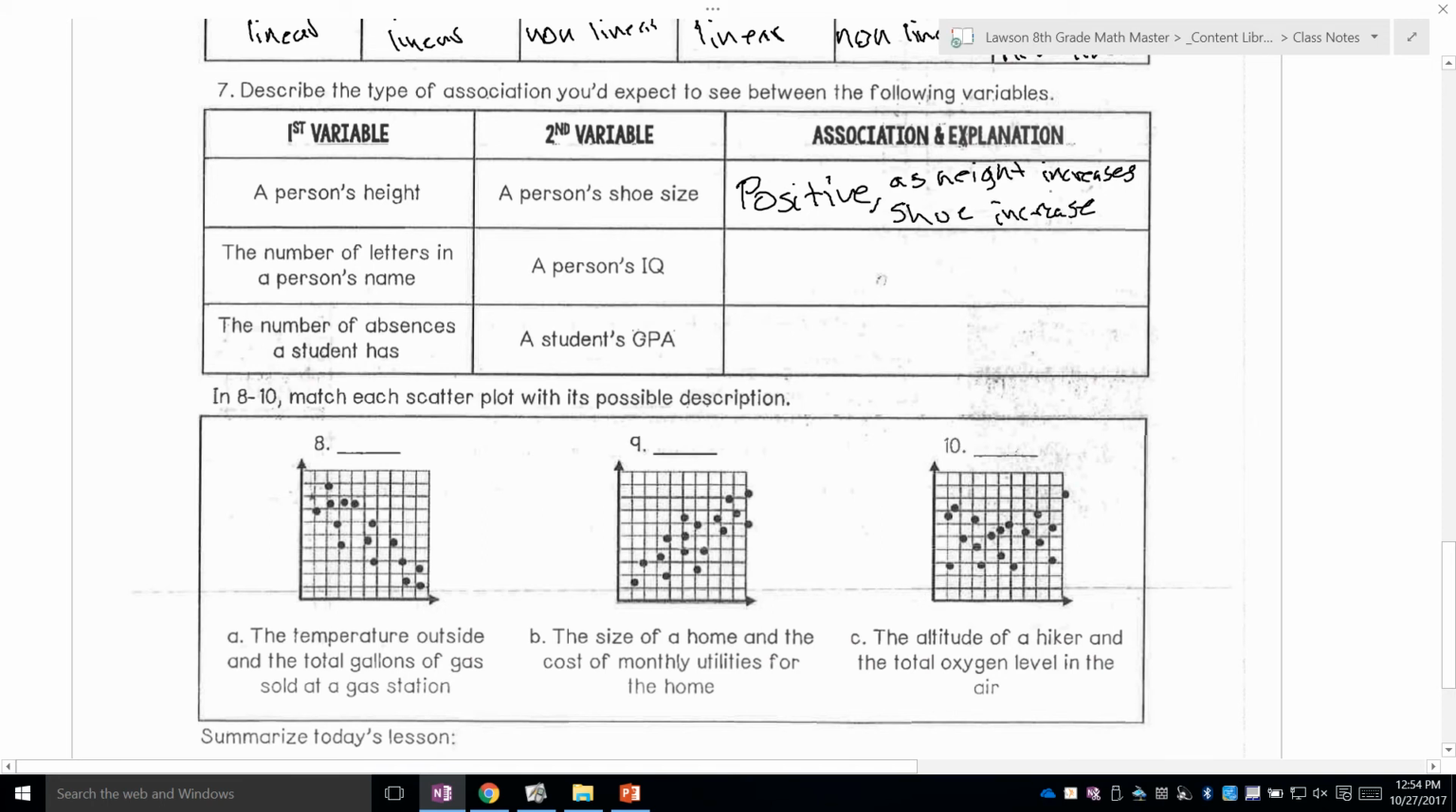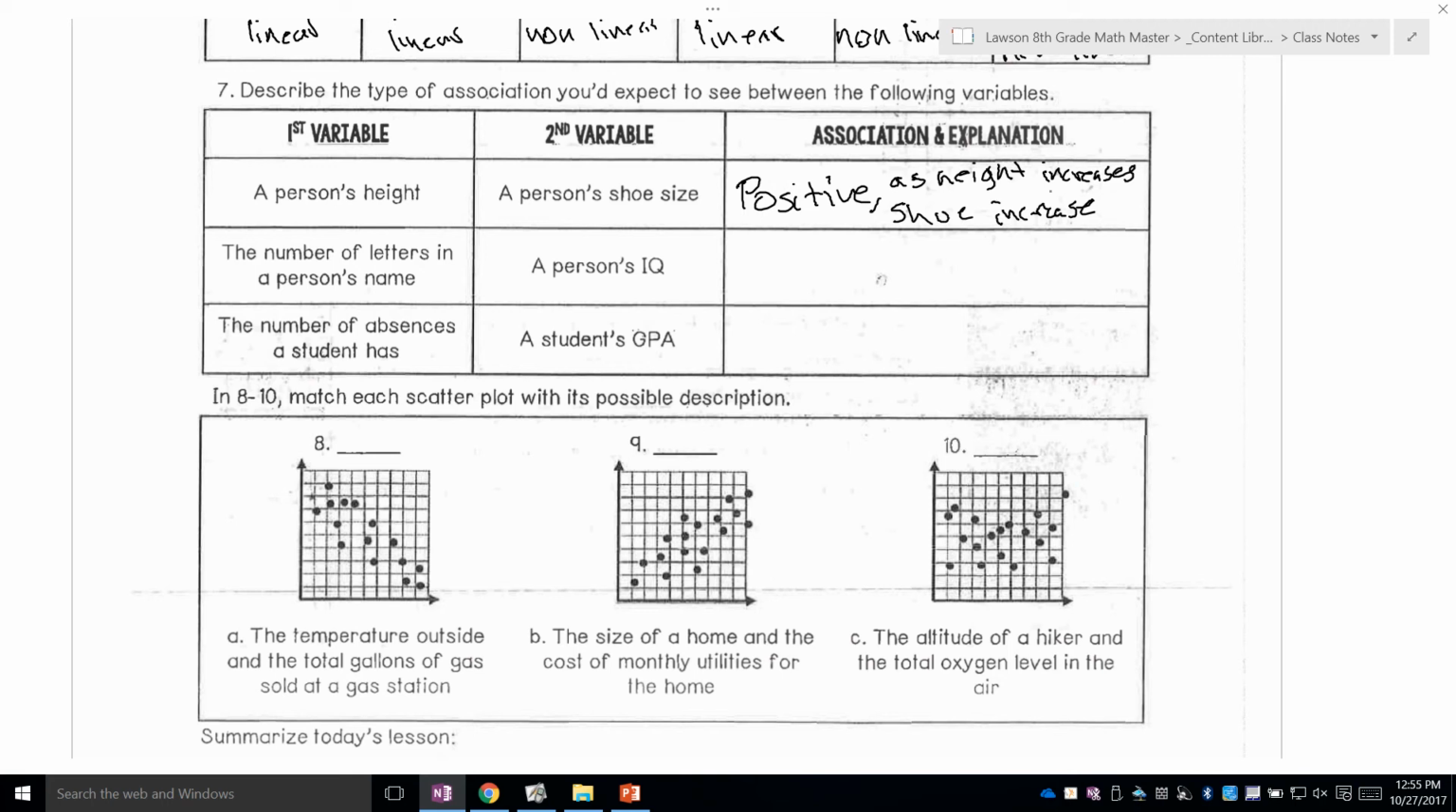Now, is that going to be true in every single situation? No, there's plenty of tall people out there that have small feet. There's plenty of short people out there that have big feet. But we're talking overall, the association is going to be positive because usually as a person gets taller, their shoe size is going to get larger. Kind of like when you're growing up through the years, as you get taller, your shoe size is going to get larger.